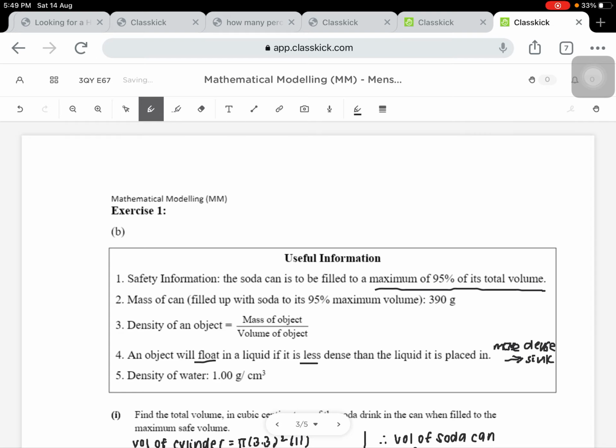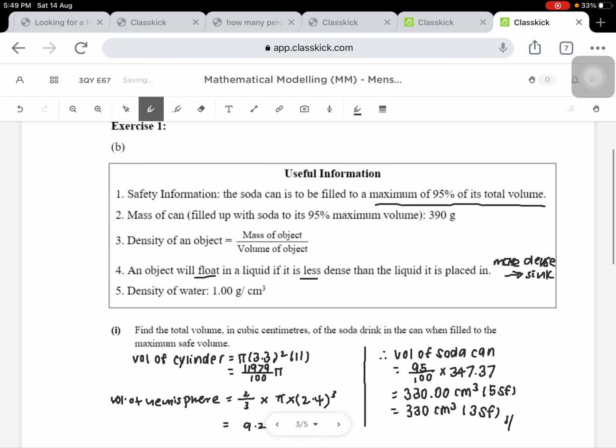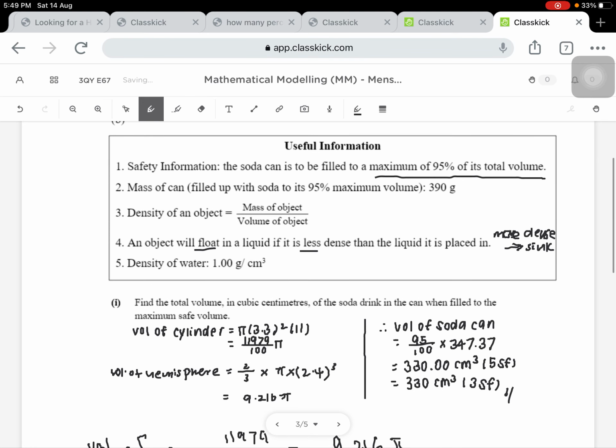We are now looking at part B of exercise 1. First, we have some useful information. Number 1, safety information. The soda can is to be filled to a maximum of 95% of its total volume. The mass of the can when filled up with soda to its 95% maximum volume is 390 grams.